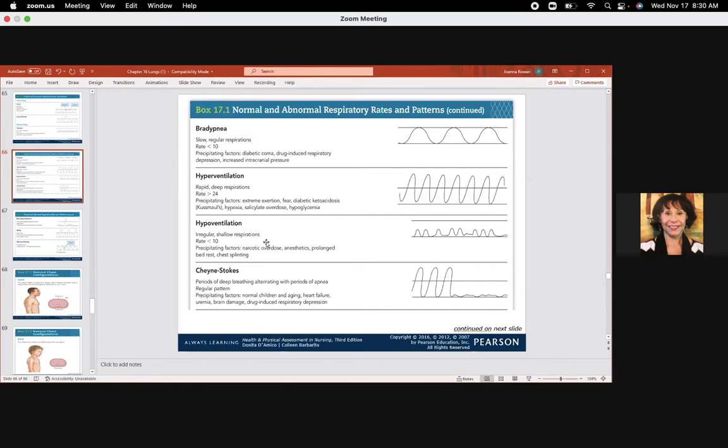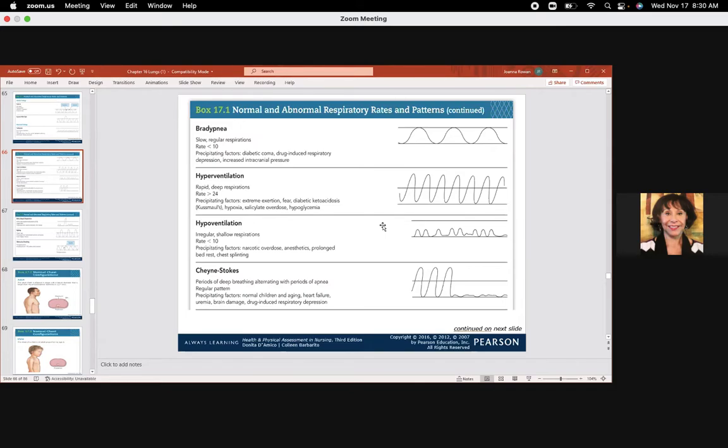Hypoventilation is irregular, shallow respirations. The rate is less than 12. Precipitating factors: narcotic overdose, anesthetics, prolonged bed rest, chest splinting. Next, Cheyne-Stokes: periods of deep breathing alternated with periods of apnea.